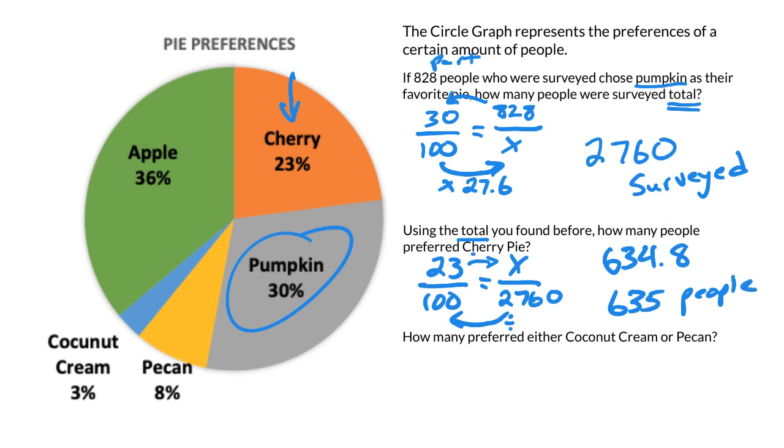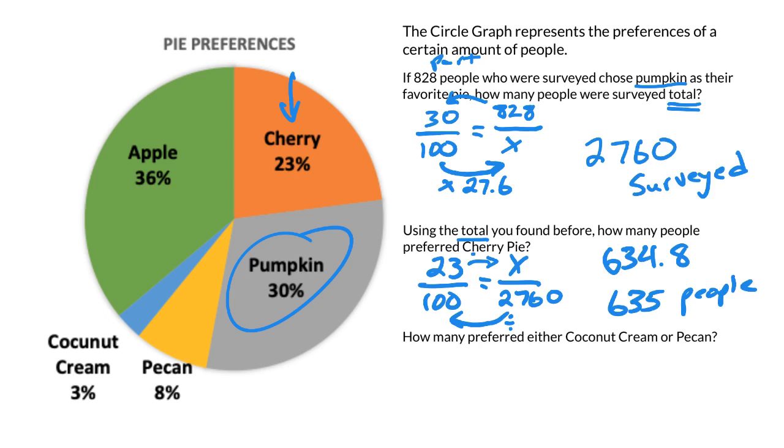So 635 people like cherry pie. Okay? So be careful there. If you get a decimal, just remember people can't have part of a person. So just round it to the nearest whole number. In this case, my decimal was 0.8, so I rounded up. All right, last part of the example.